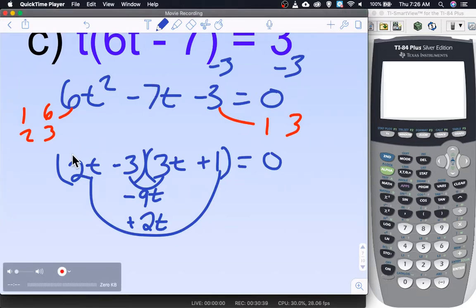So now I double checked. 2 times 3 is 6t. Check. My middle terms, I'm checking the multiplication first. Looks good. Looks good. I'm checking my addition. Negative 9 plus 2 is negative 7. We're good. And then I'm checking my last. Negative 3 times 1 is a negative 3. We got it.